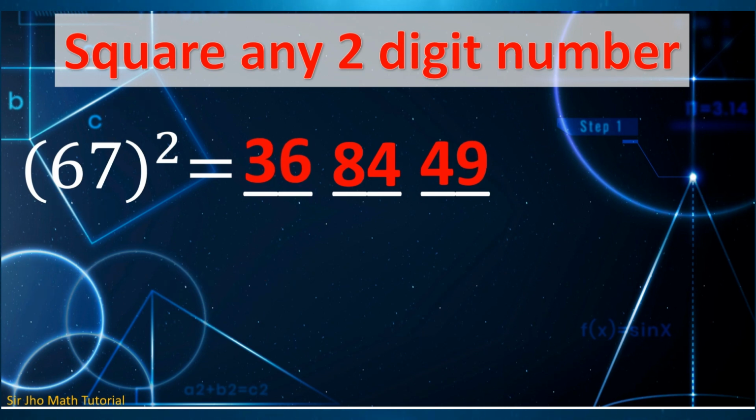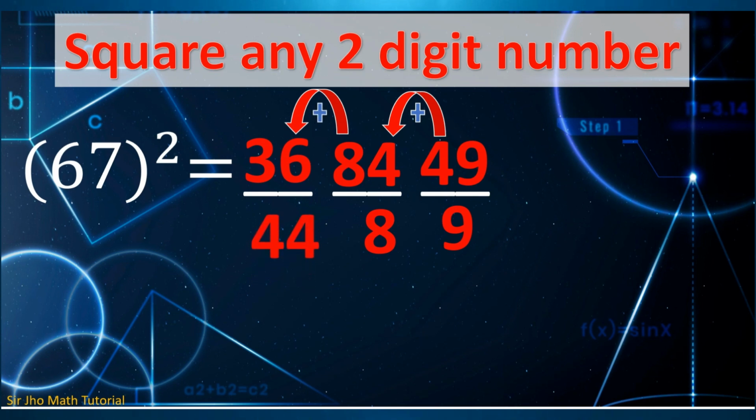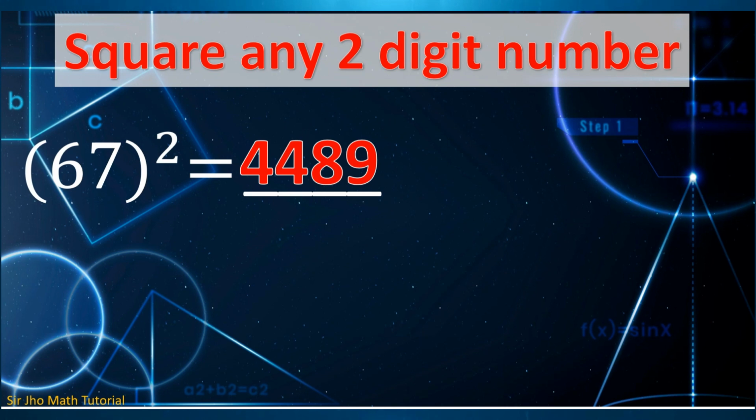So, lagay natin sa gitna si 84. Then, bring down 9, carry 4 to 84. So, 84 plus 4 is equal to 88. So, bring down 8, carry the 8 to 36. So, 36 plus 8 is equal to 44. So 67 squared is equal to 4,489.